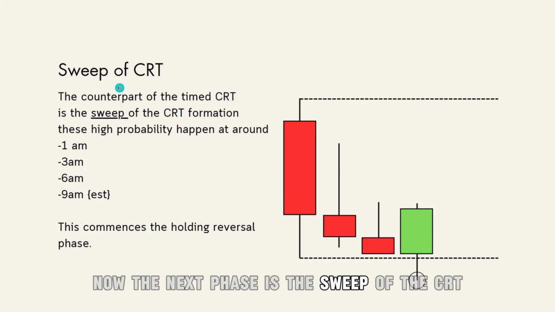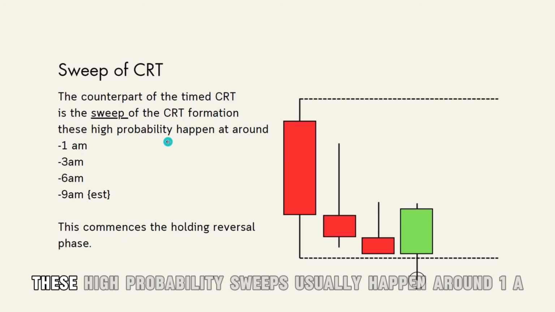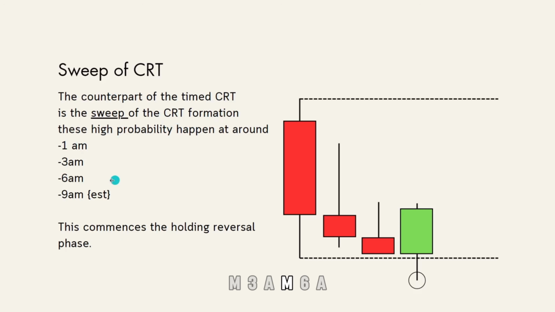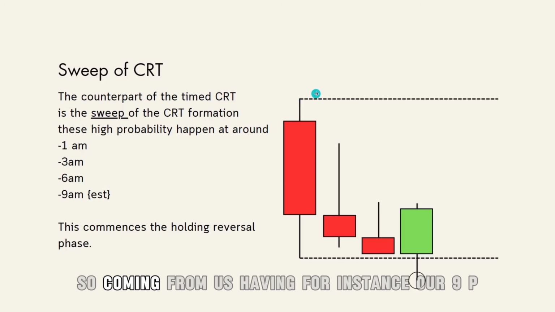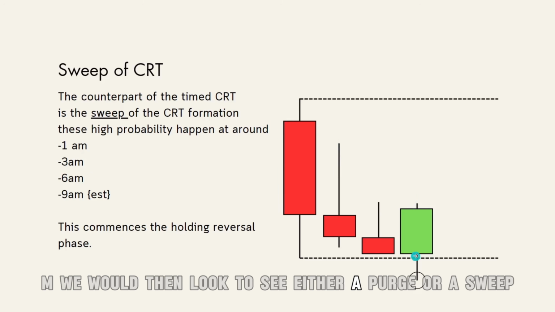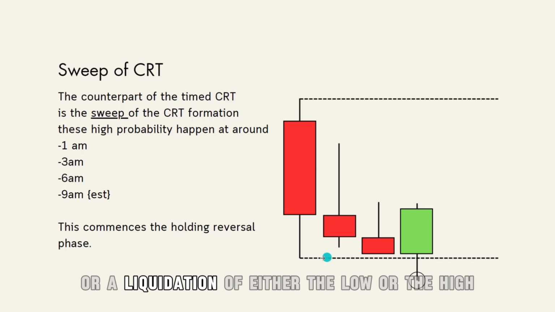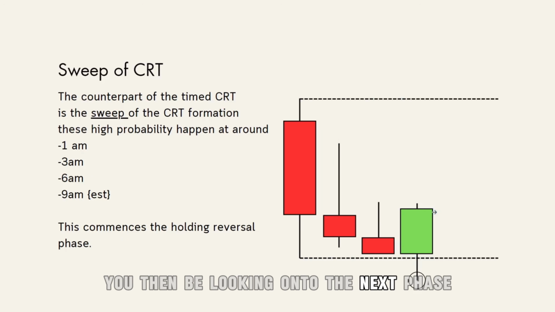The next phase is the sweep of the CRT. The counterpart of the time CRT is the sweep of the CRT formation. These high probability sweeps usually happen around 1 a.m., 3 a.m., 6 a.m., and lastly the 9 a.m. Eastern Standard Time, okay? So coming from us having, for instance, our 9 p.m. 4-hour candle, we then watch price consolidate until it hits around 1 a.m. where we would then look to see either a purge or a sweep or a liquidation of either the low or the high. From this point on, you'll be looking onto the next phase where you'll be looking for a reversal.